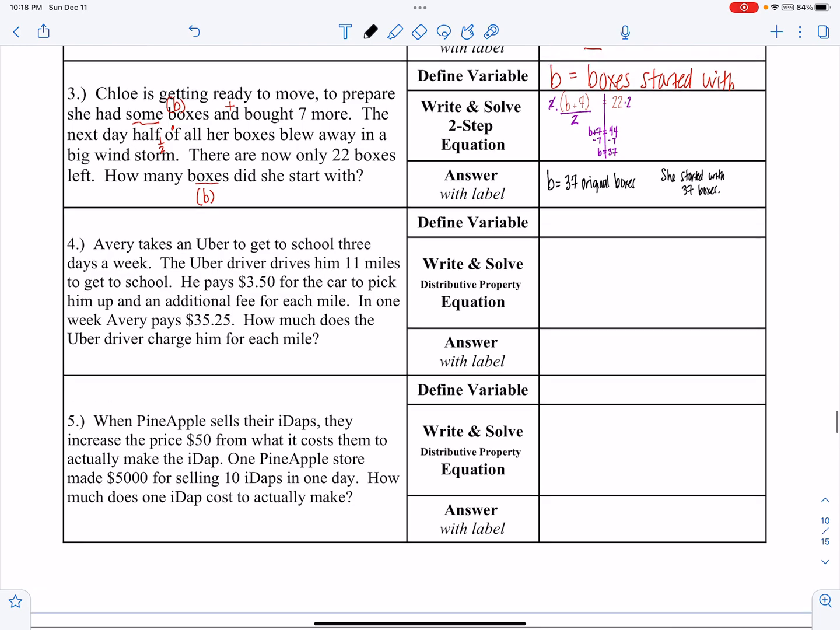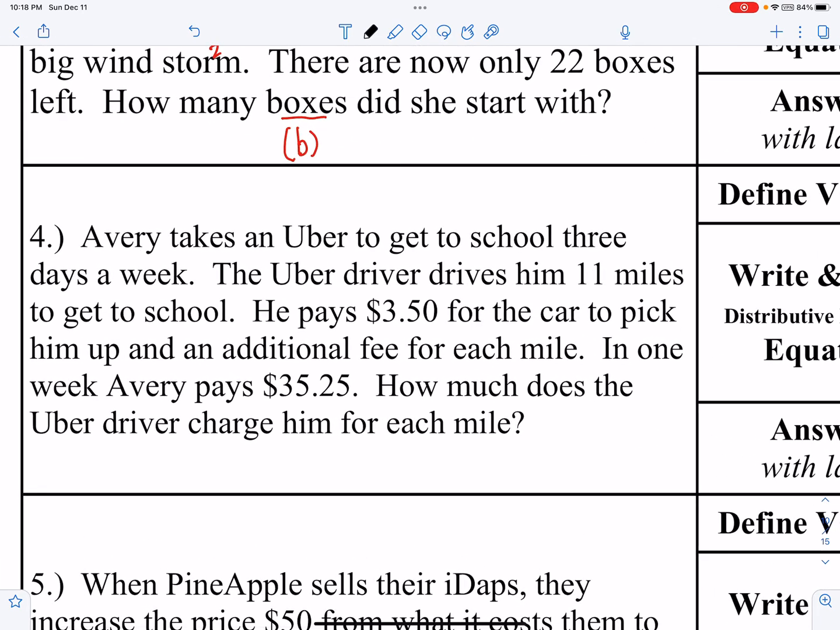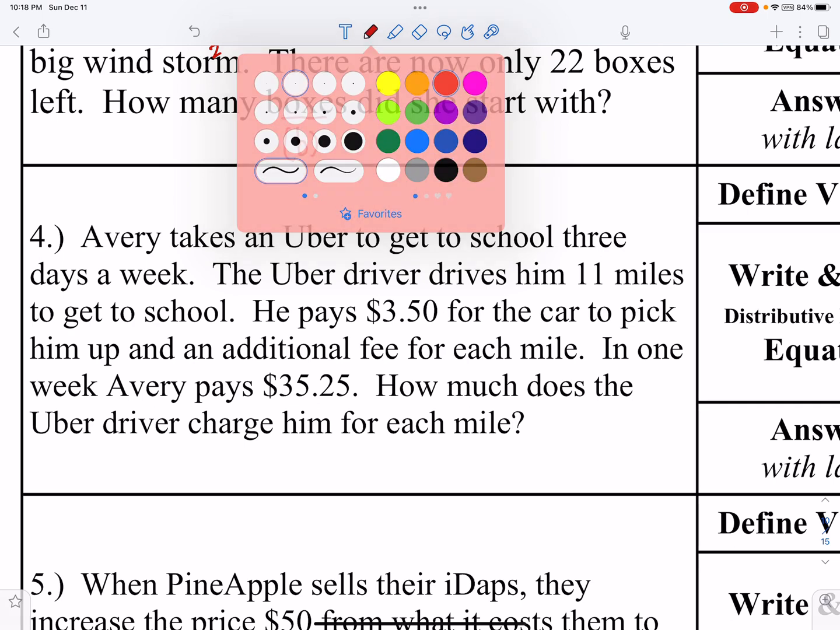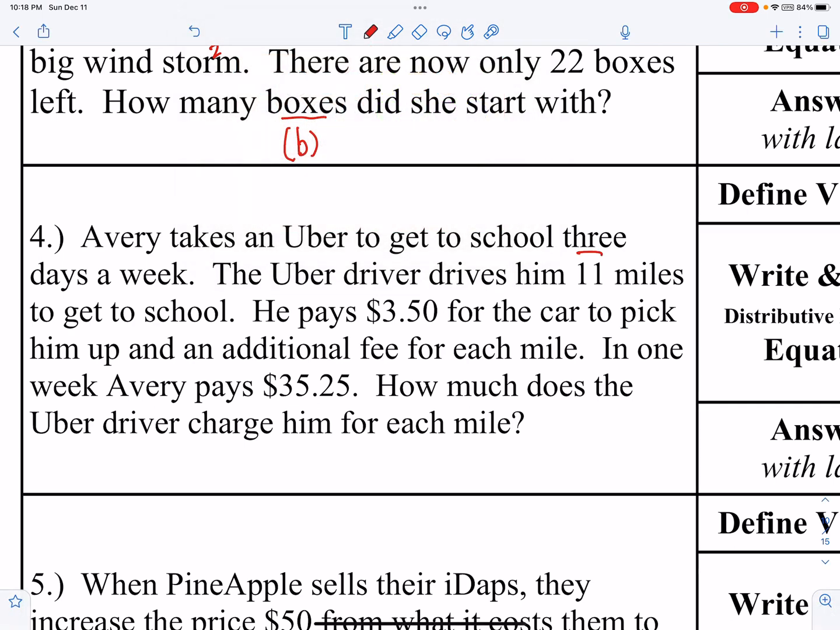All right, number 4. Avery takes an Uber to get to school 3 days a week. So that's probably important information as we're reading it. Okay. The Uber driver takes him 11 miles to get to school. So he's doing the 11 miles 3 days a week. So I'm just sort of paying attention to what's going on as we go. He pays $3.50 for the car to pick him up. Okay, so that would happen each day also. And an additional fee for each mile. So there's our multiplication there.